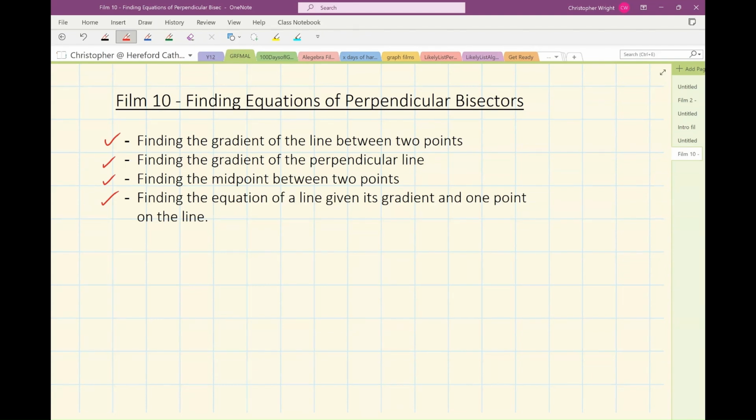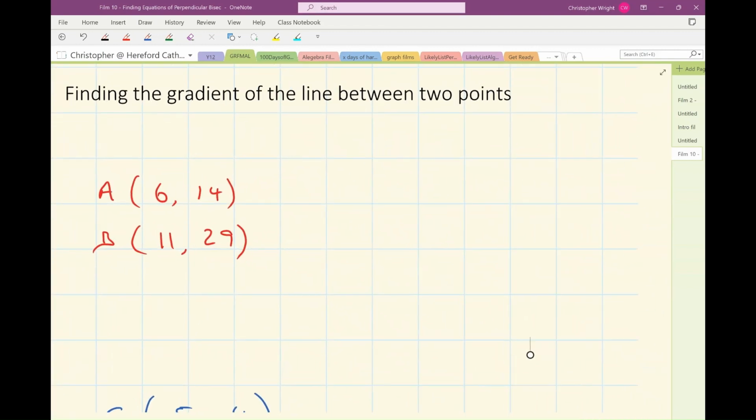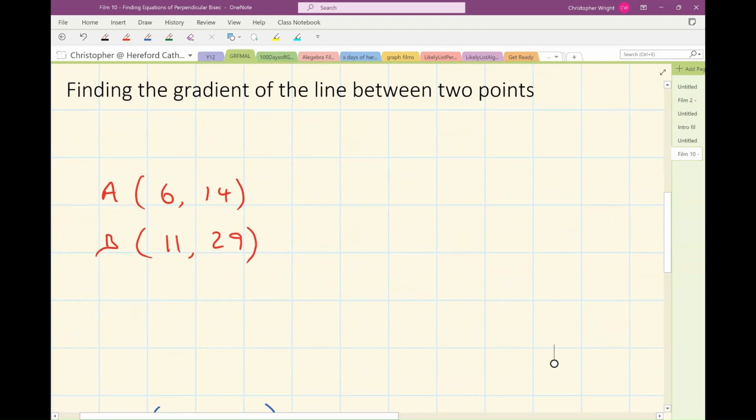Right, here we go. Let's first of all look at finding the gradient of the line between 2 points. Okay, so let's have a look at finding the gradient of the line between 2 points. And let's take these 2 points as an example, the point A and the point B written there in red. Now, you're probably thinking that you know how to find the gradient between 2 points, and I'm sure you do.